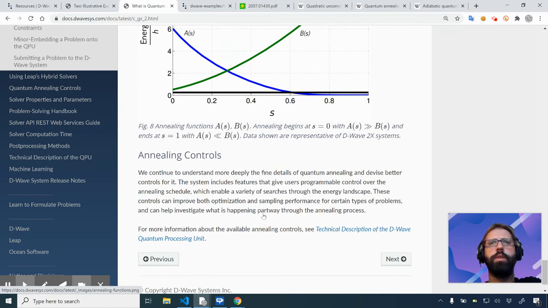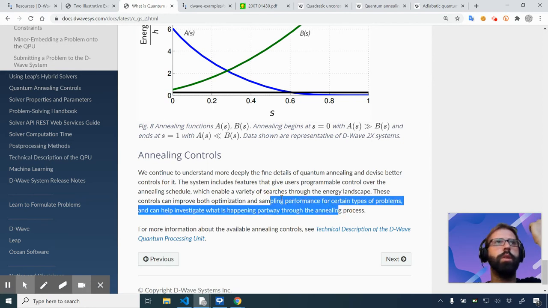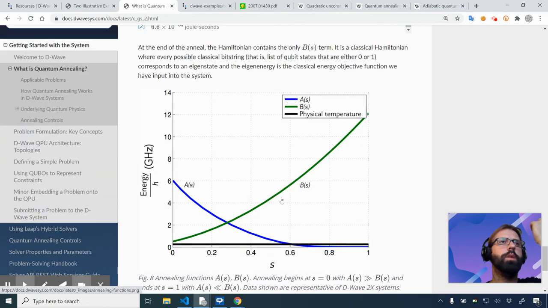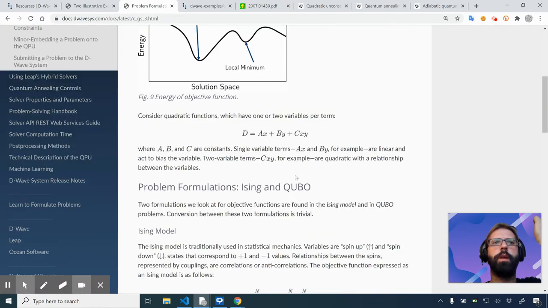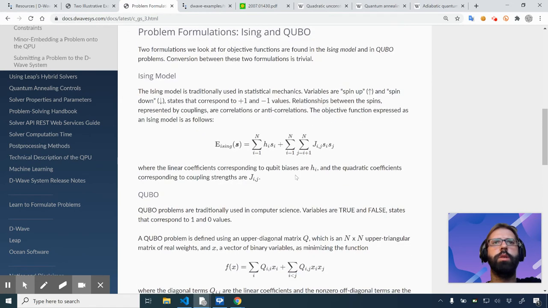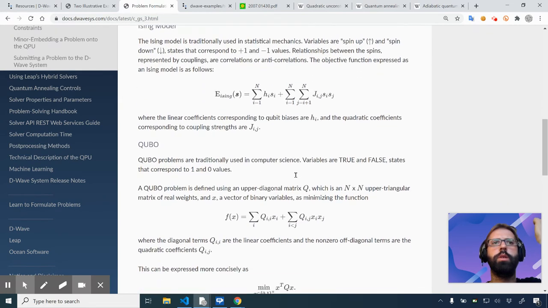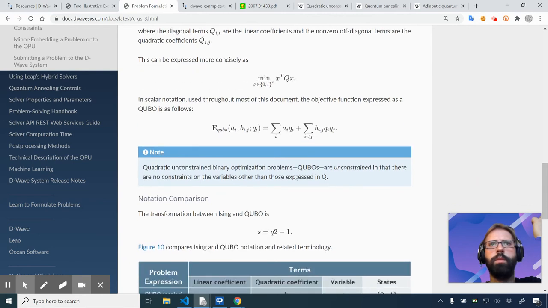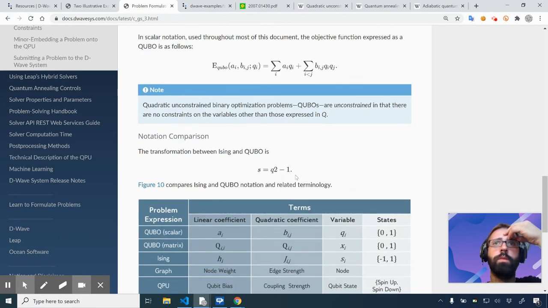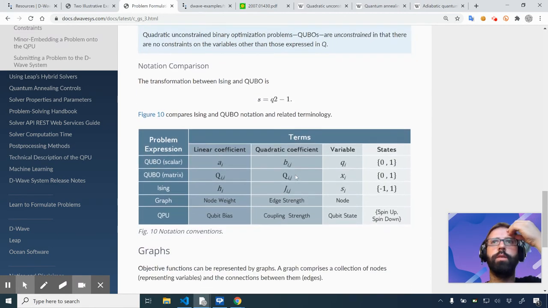Which enable a variety of searches through the energy landscape. These controls can improve both optimization and sample performance for certain types of problems. Formulation, key concepts, local minima, QUBO, why QUBO? Okay, so this is the QUBO stuff. Linear coefficient, quadratic coefficient.